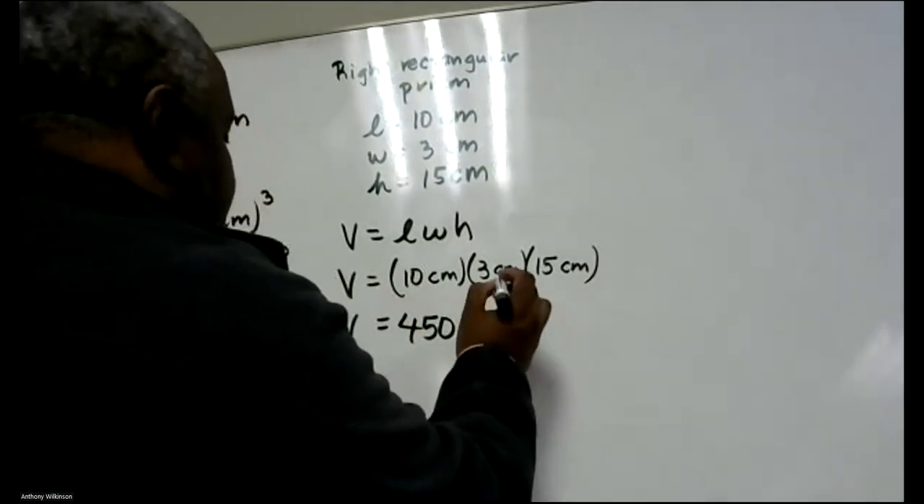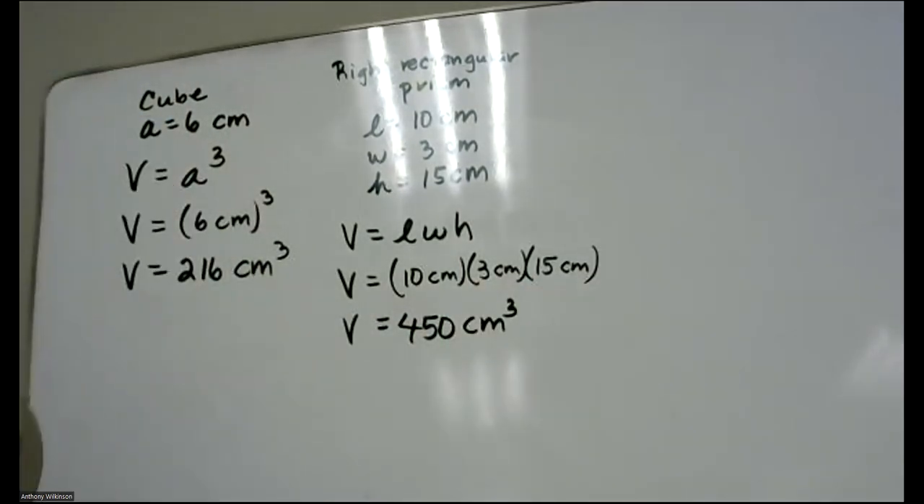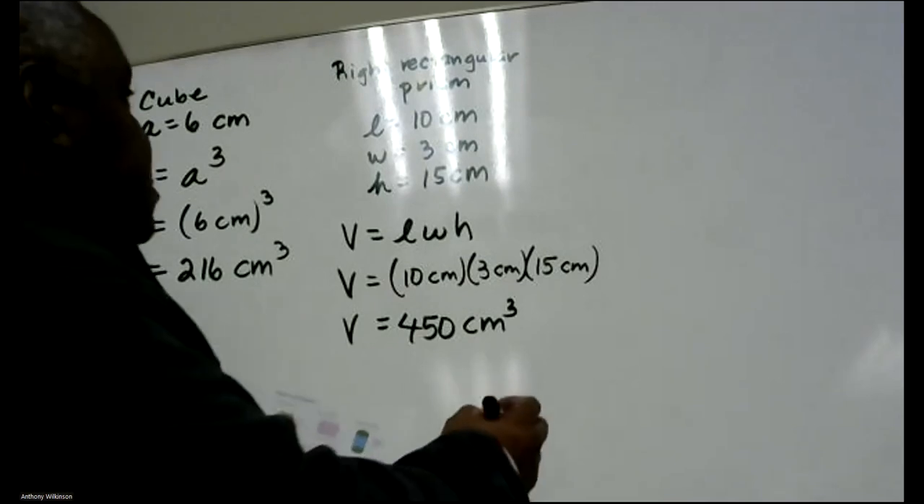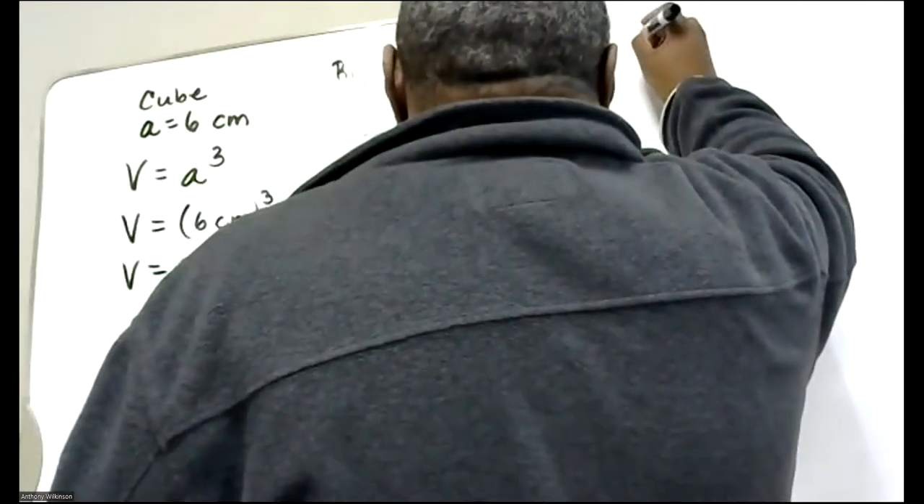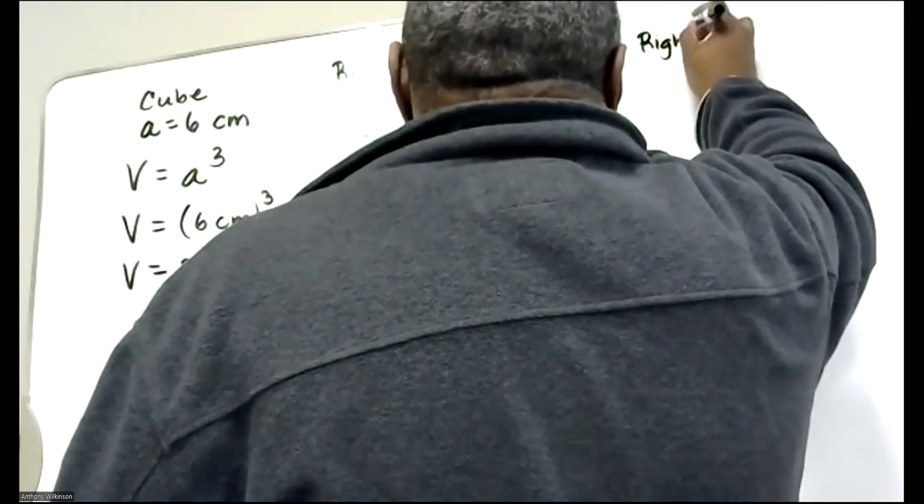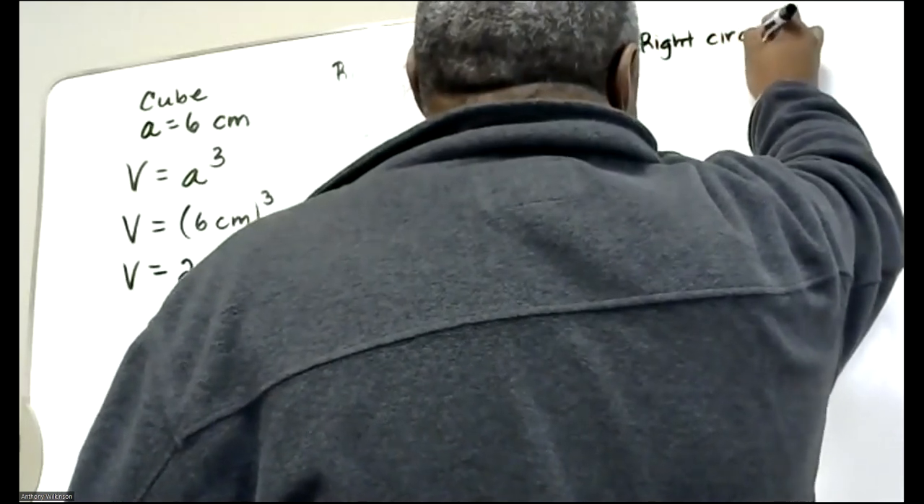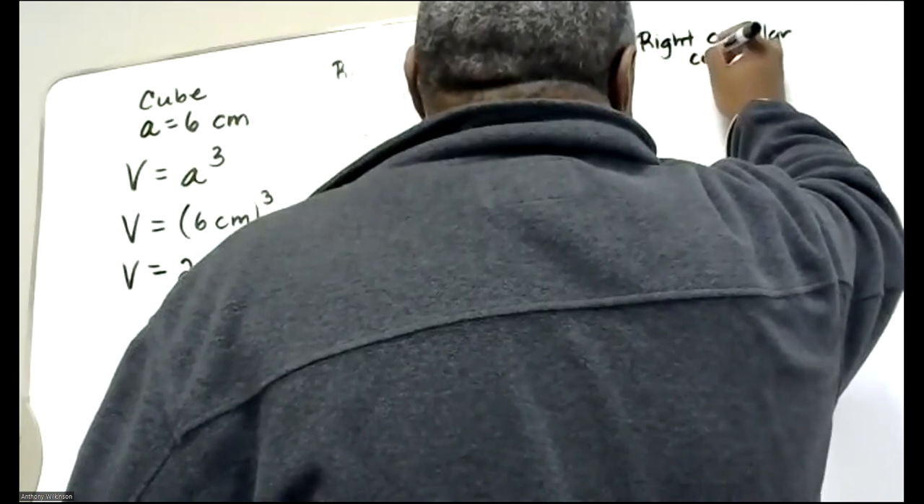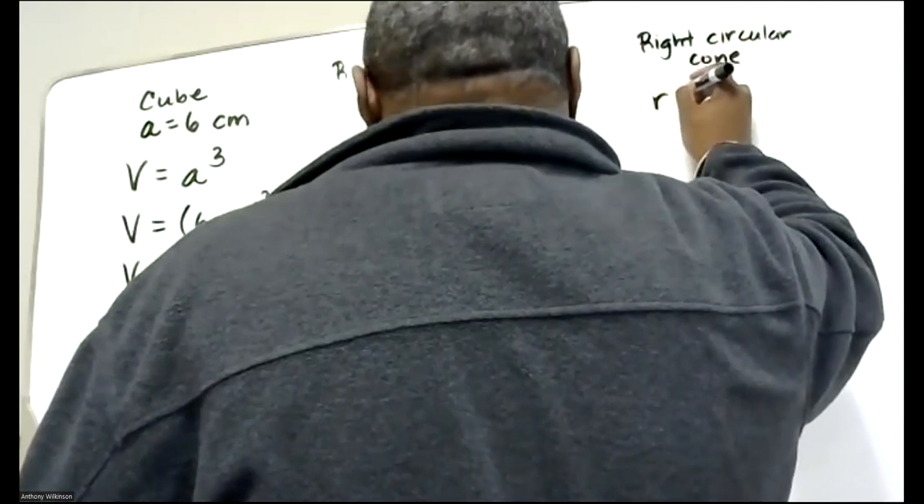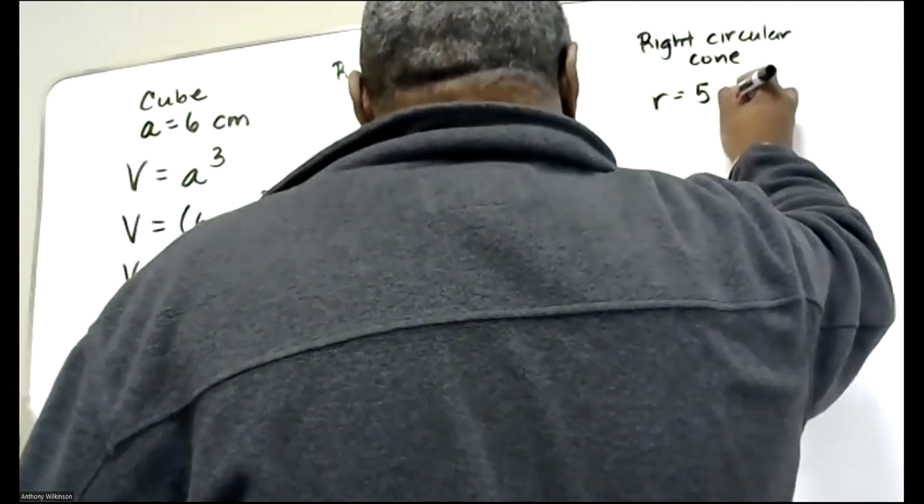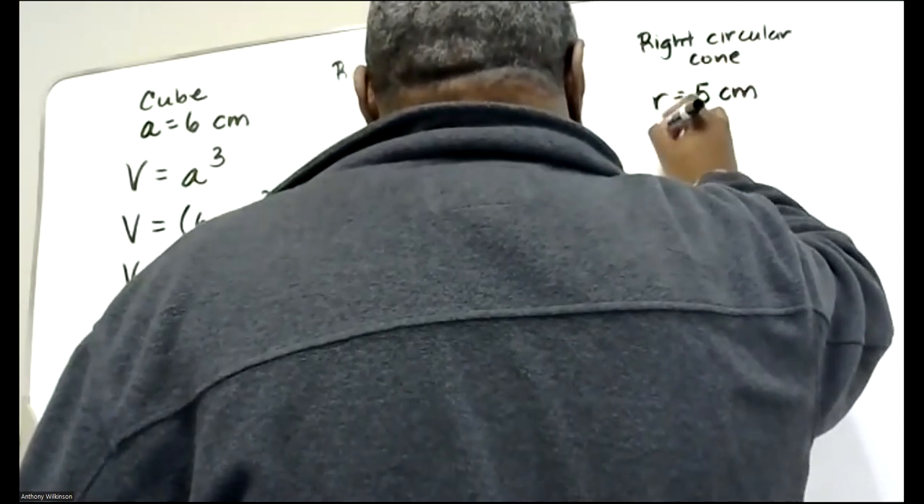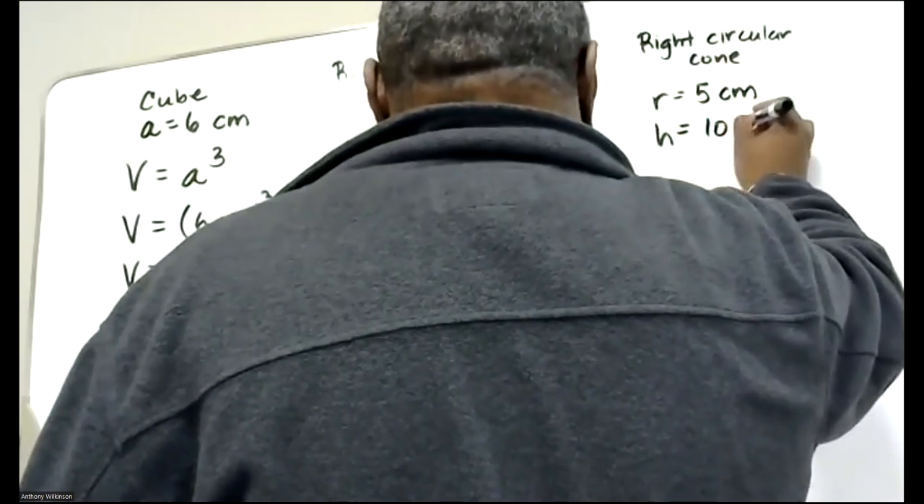And this will be in cubic centimeters. Okay. Questions on that problem? And for a right circular cone, here we've got a radius of 5 centimeters and a height of 10 centimeters.